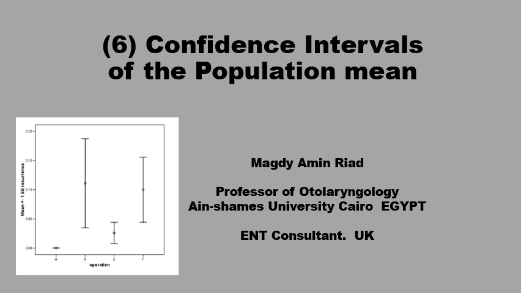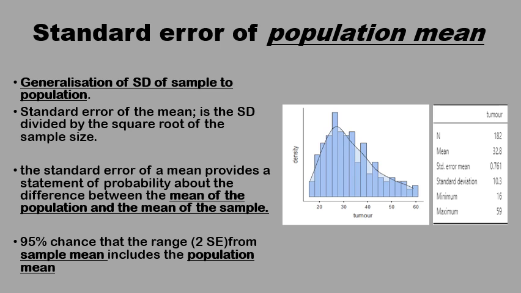The confidence intervals of the population mean is the statistical way of generalizing information generated from one sample or one patient series to the whole population, and calculating how confident we can be that the results obtained from the sample resemble the actual results of the whole population. Confidence intervals are based on the standard error of the population mean, and both the confidence intervals and the standard error relate to the population, the whole population, not just one sample.